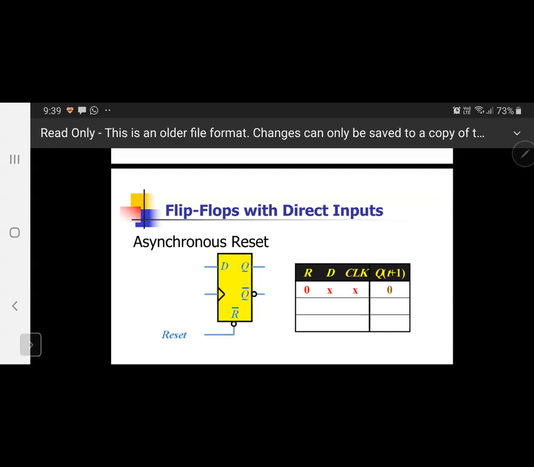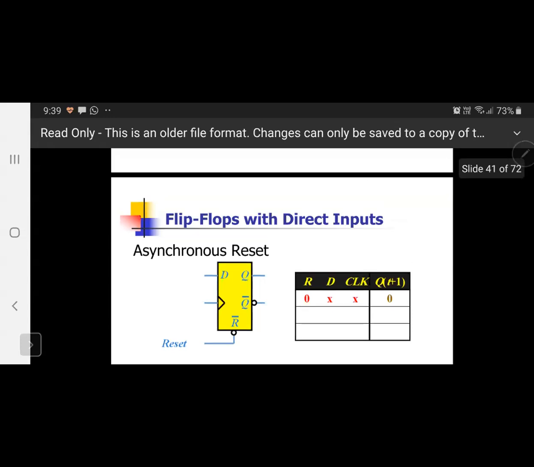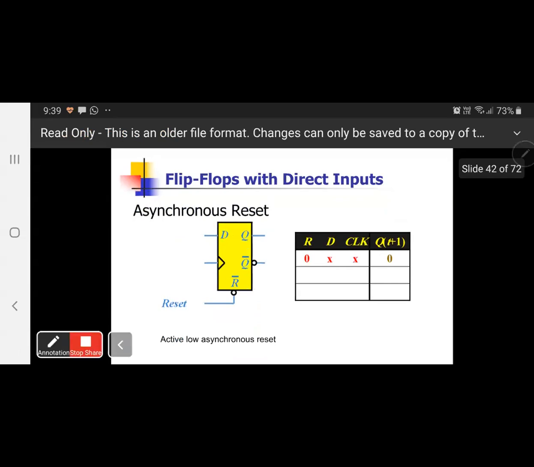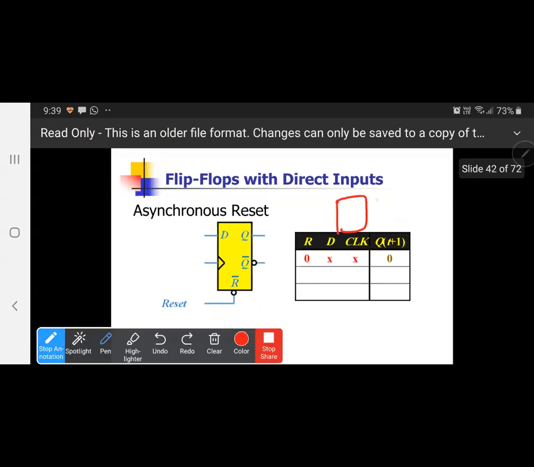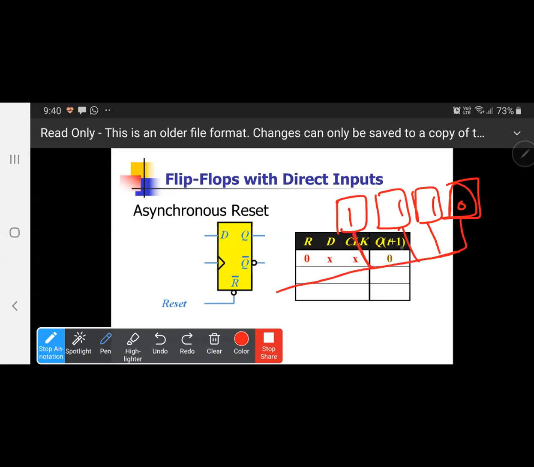Do you know why we are studying the direct input? Because if I have 4 flip-flops, and maybe they hold some data, and I want all of them to be empty, all reset, what should I do? Look, I have a reset button, and I will give this value 1. Reset means all should have 0, 0. So that's why we are using direct input.